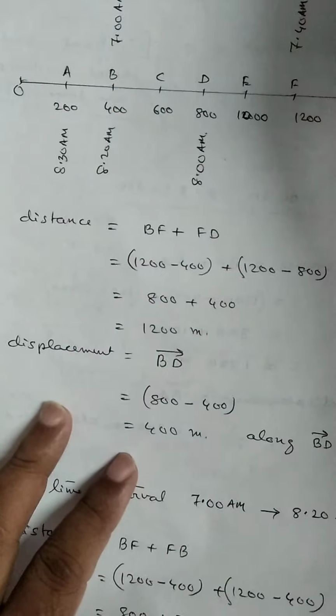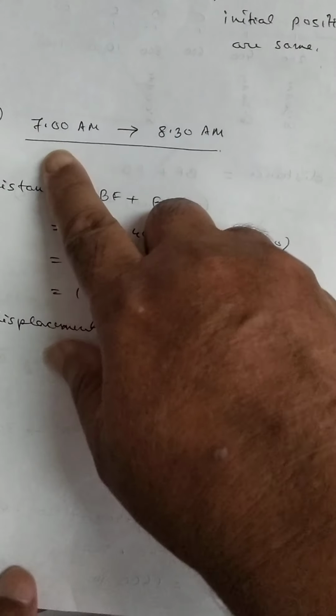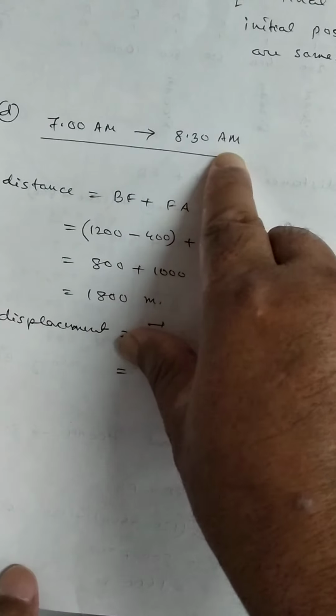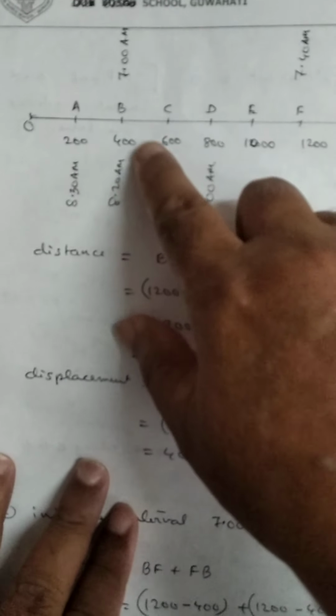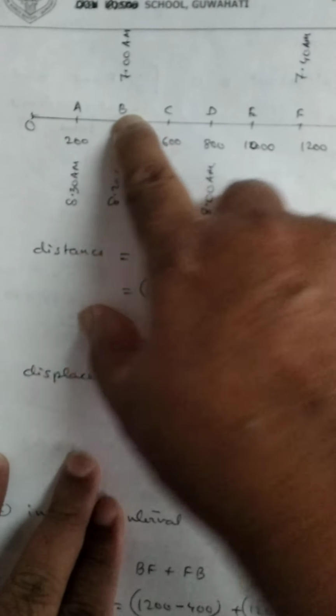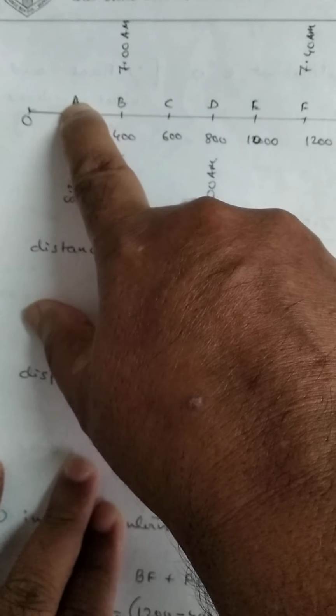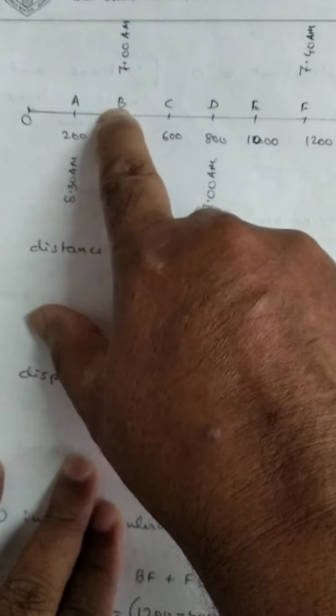Now we have to calculate distance and displacement in the time interval 7 a.m. to 8:30 a.m. So what is my position at 7 a.m.? What is my position at 8:30 a.m.? So this is the position at 7 a.m. and this is the position at 8:30 a.m.